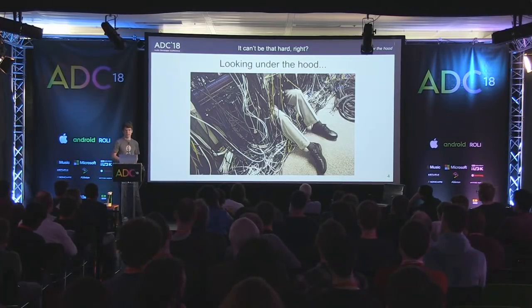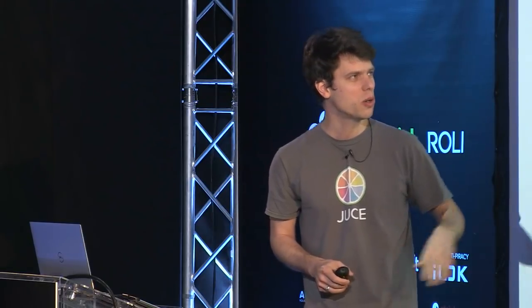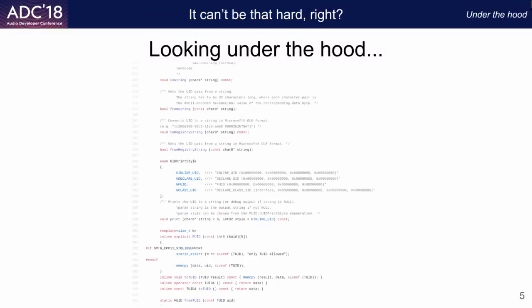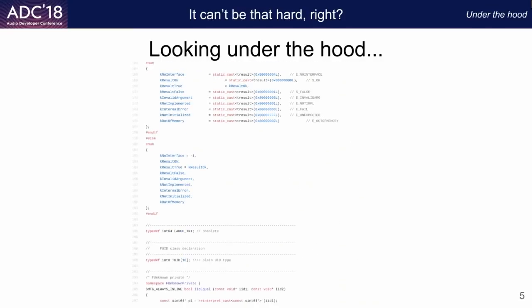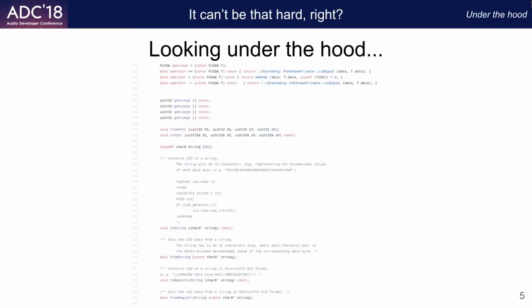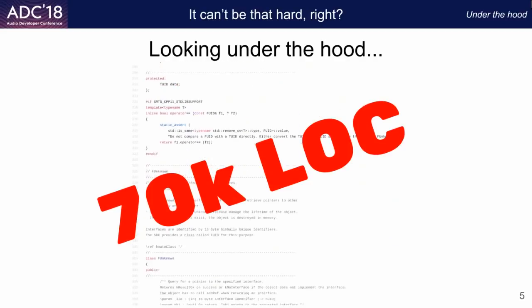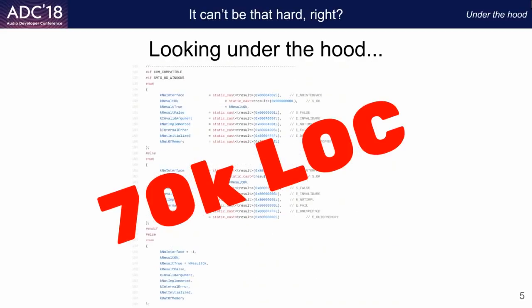And this is what you kind of see, at least that's when I first looked at it, right? It's lines of code and lines of code, and you have an IUnknown class there, and you have UUIDs and, you know, ref counting, and then some Windows return code. This is the VST3 SDK. It's 70,000 lines of code, right?